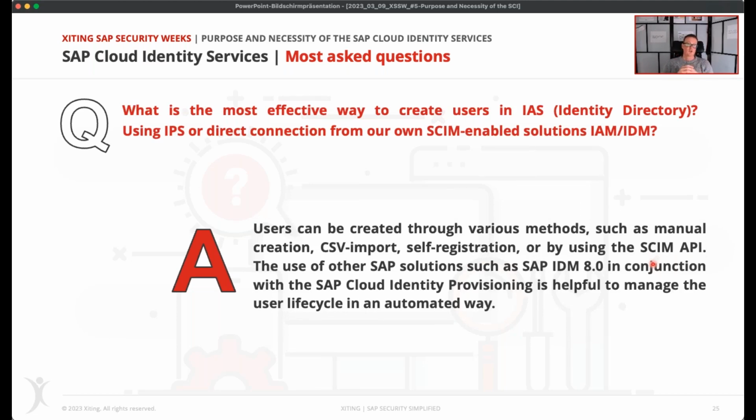Next one, what is the most efficient or effective way to create users in the identity directory? Using IPS, or a direct connection from our own SCIM-enabled solutions, IDM, IAM solution, whatever. That's really not so easy to answer, because you can create users in any kind of way. You can manually create them, you can import a CSV. Of course, you can make use of the SCIM API, so integrate with your IDM. A lot of possible ways.